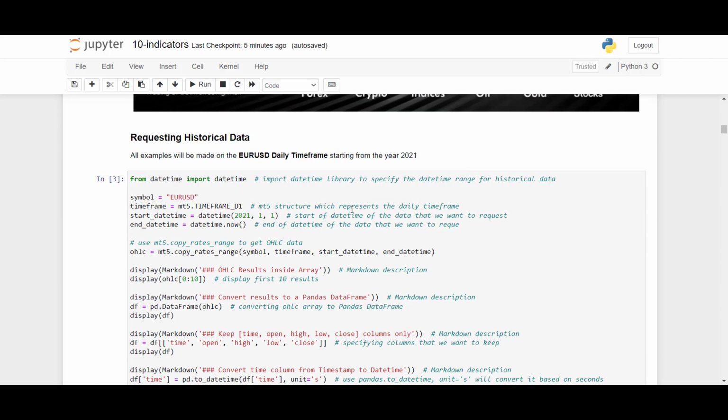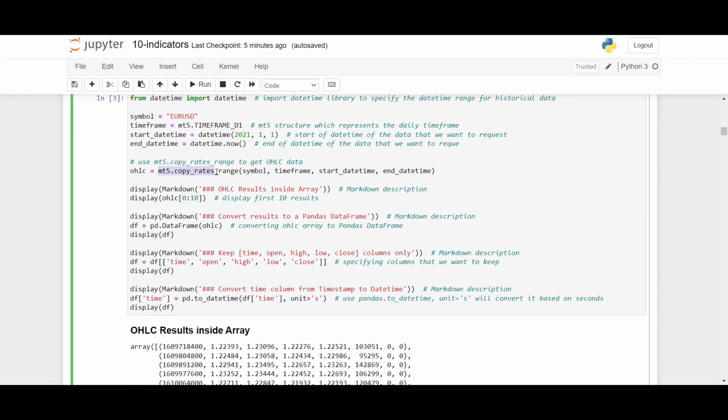To request the historical data, we will request the EURUSD daily time frame starting from 2021. I've also imported datetime to specify the date range for which I want to request the data. Here the symbol is EURUSD. Set the time frame to TIMEFRAME_D1, which is the daily time frame. And here are the datetime ranges. We start from January 1st, 2021, until today, which is November 18th, 2021.